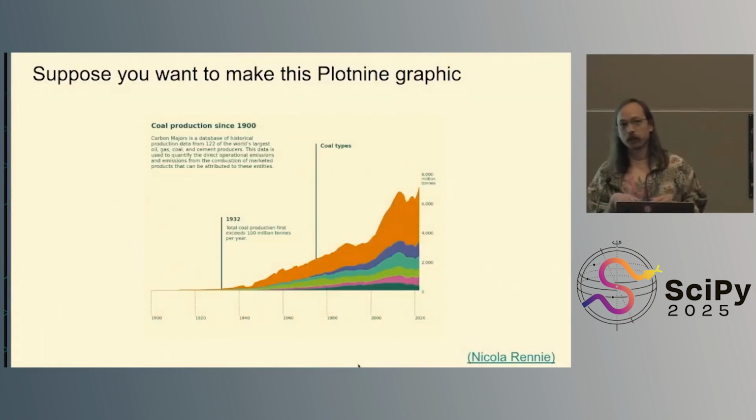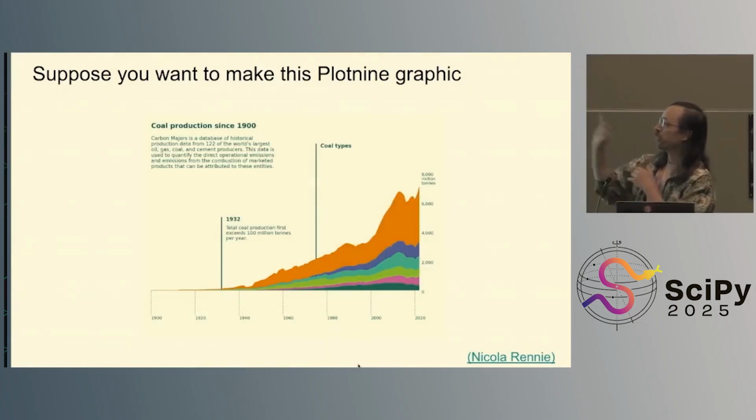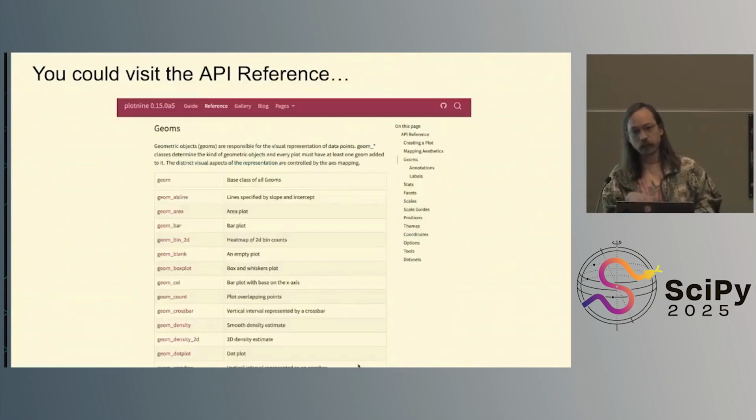And to motivate this talk, I just want to bring up a scenario. So I work a bit on the documentation for Plot9, which is a Python plotting library. And suppose that you saw this graphic and you wanted to reproduce it. I would say an interesting question is, how would you go about that? On the one hand, you could crack open Plot9's API reference, and you might see something like this, which is a list of a bunch of functions you could use from Plot9.